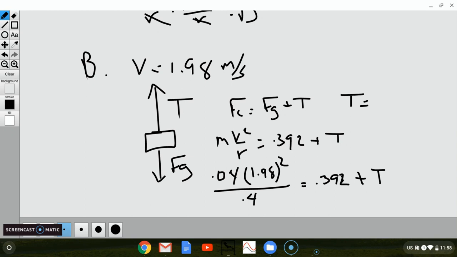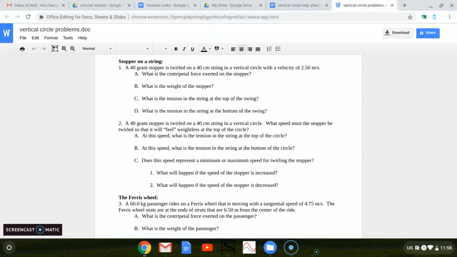Oh, hold on before I get going too crazy here. Force of gravity is negative. So that's negative. That's negative. Better catch myself there. So 0.04 times 1.98 squared divided by 0.4, and we add the 0.392 over. And lo and behold, we get exactly what we predicted, 0.784 newtons. Okay. Now let's go back and look at the problem again.